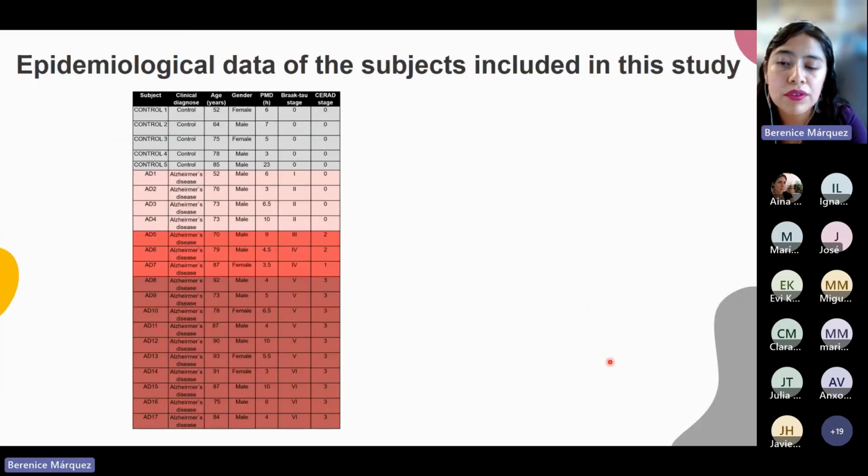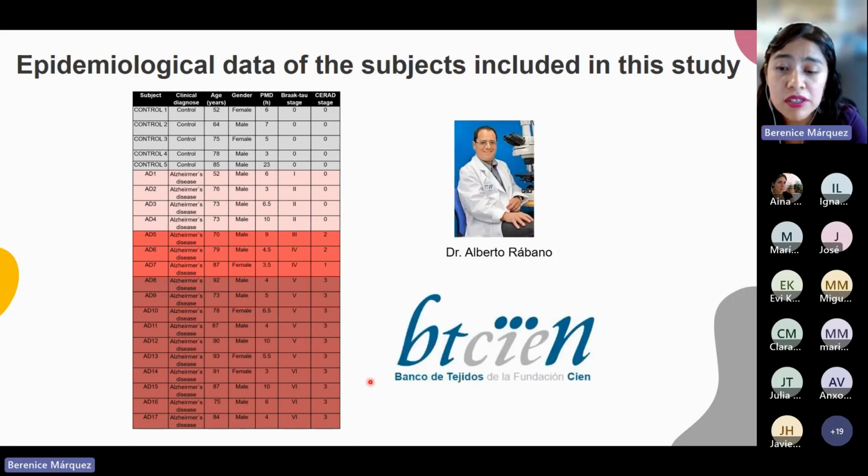Here, I show you the epidemiological data of the 22 subjects that were included in this study: 5 neurologically healthy control subjects, and 17 Alzheimer's disease patients distributed along the 6 neuropathological stages. These experiments were done in collaboration with Dr. Alberto Rábano of the Brain Bank of CIEN Foundation.